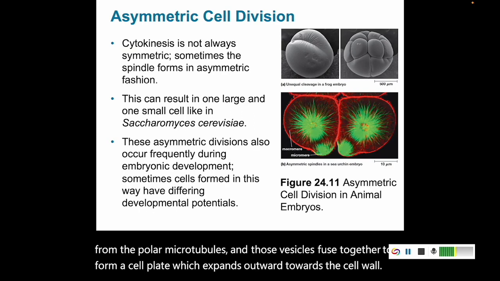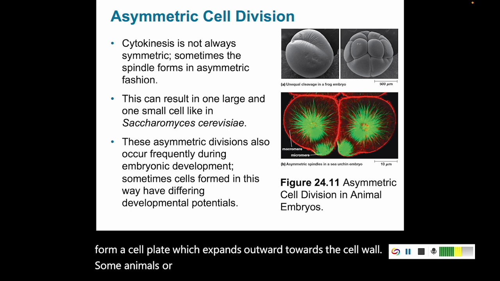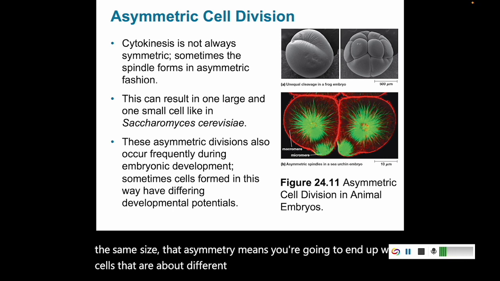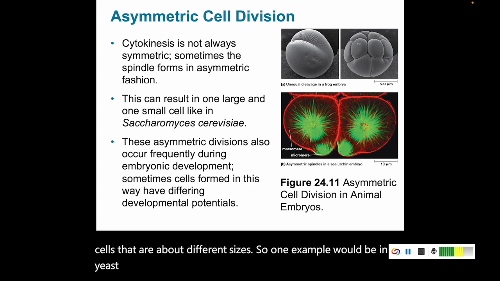Some animals or some organisms are able to do asymmetric cell division. So instead of having two daughter cells that are about the same size, that asymmetry means you're going to end up with cells that are about different sizes. So one example would be in yeast that bud. They end up with one large and one small cell.